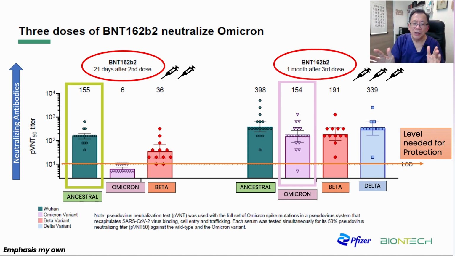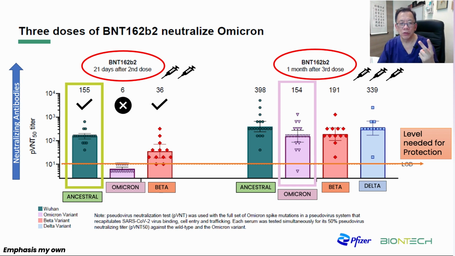Immediately, you can see that with 2 doses of Pfizer-BioNTech, it works very well against the ancestral virus. It doesn't work very well against the Omicron virus, but it works well against the Beta virus with 2 doses. If you go for 3 doses, what happens is all 4 strains, the ancestral, the Omicron, the Beta, and the Delta, you have enough neutralizing antibodies to block them off. This tells you that it is effective. Again, this illustrates how antibodies are used to determine the effectiveness against Omicron.